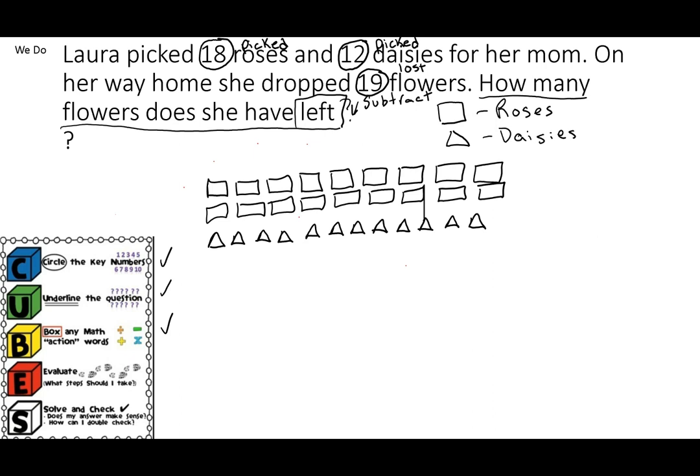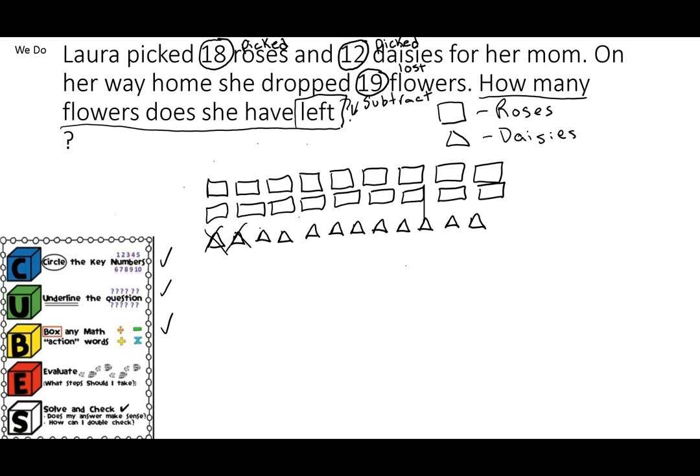Remember, that's not a number that she picked. This is a number that she lost. So she lost 19 flowers. This time, instead of adding another number or drawing another number, we're going to cross out 19 pictures because both the triangles and the squares are flowers. They're just different types of flowers. So we're going to cross out 19.